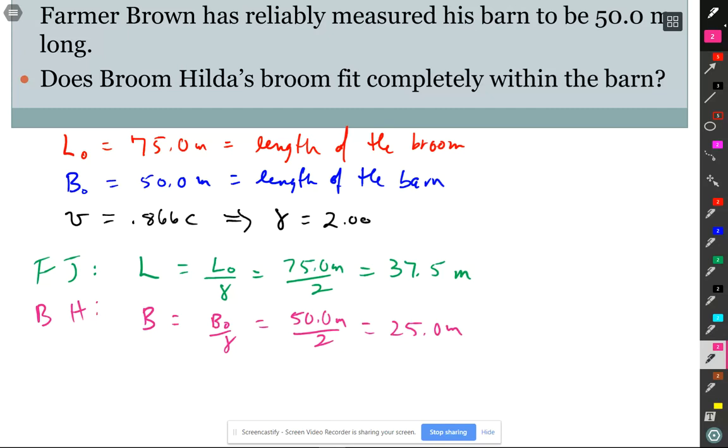She's going to see that there's no way in God's green earth she fits inside this barn. She was 1/3 in front, 1/3 behind, and 1/3 inside the barn all at the same time. Did not fit inside.